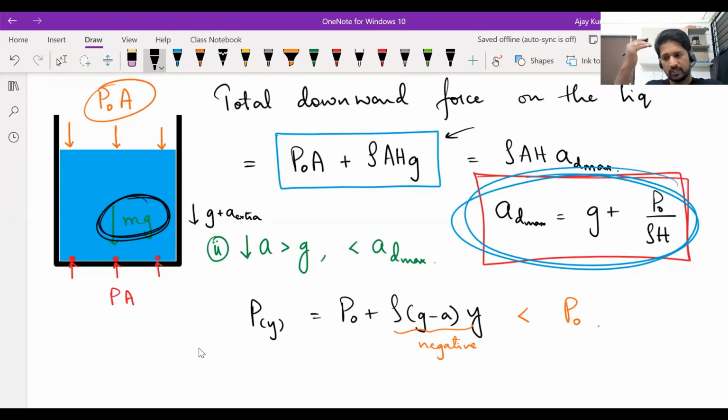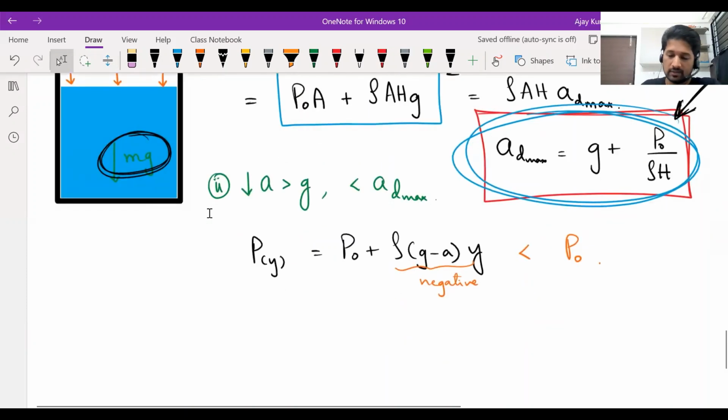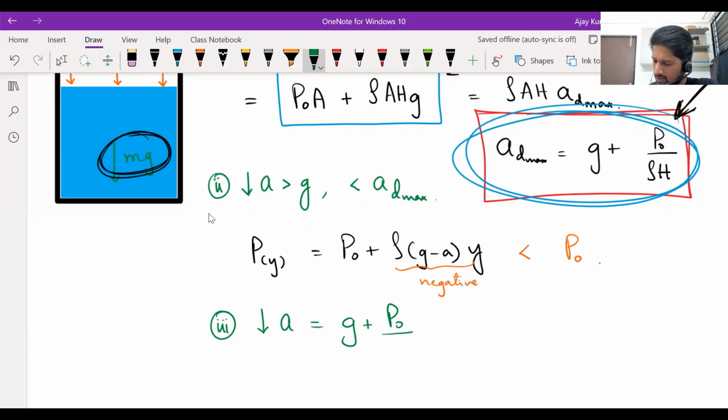Fine. So if the container goes down with an acceleration more than g, the liquid also can take that extra acceleration. Okay, the liquid also can go down with an acceleration more than g. But the maximum acceleration with which the liquid can go is this much. If there are no upward forces acting on it, only downward forces mg and P naught A acting on it, then it can go with that much acceleration, the expression we have written on the right side. So the container also can afford to go with a downward acceleration.